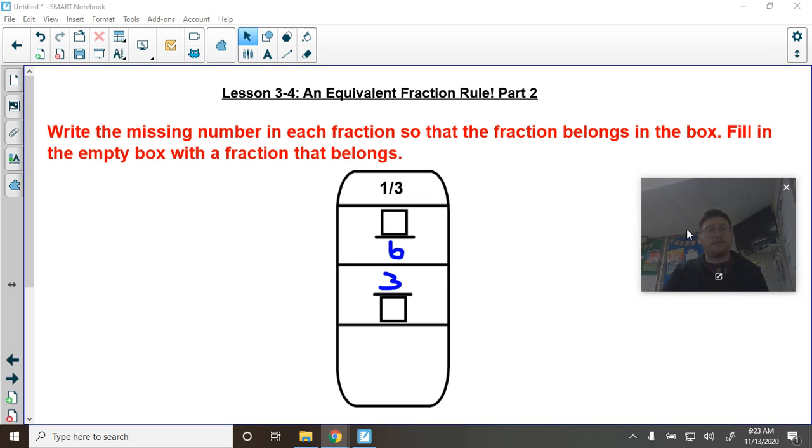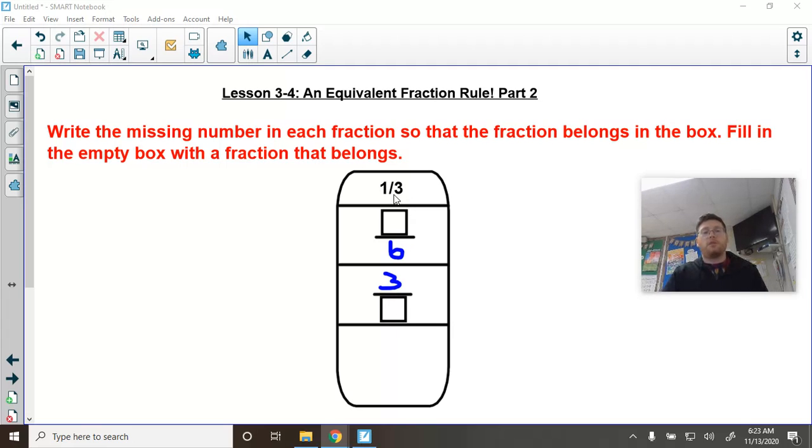Hey guys, lesson 3.4 in equivalent fraction rule part 2 right here. So with this part right here, we have to write the missing number in each fraction so that the fraction belongs in the box. AKA, we need to write a fraction that's equivalent by writing a numerator or a denominator, whatever we're missing. And then in this bottom box, we need to fill in the empty box with a fraction that belongs, that's equivalent to 1/3 that's not already here.